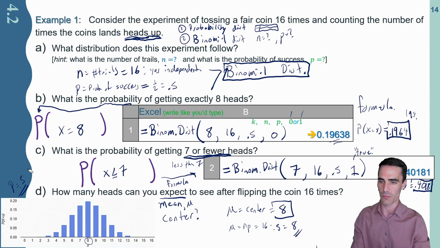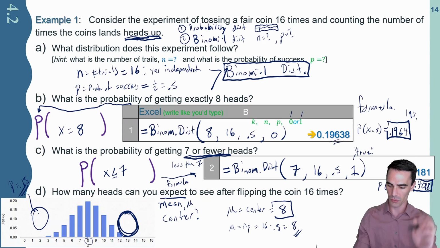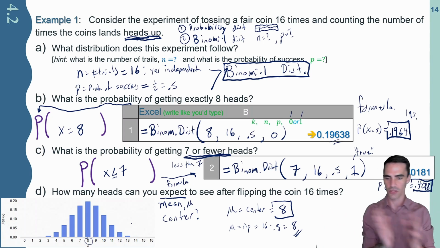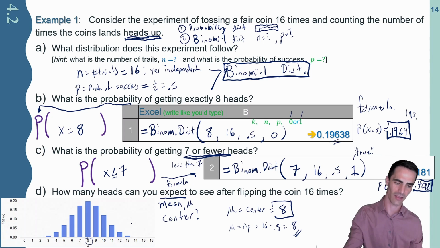You'll see in future examples, if I have a different probability, 0.15, a 15% chance of success, well, that's going to put most of my data down on the lower end. And so we won't necessarily have this nice symmetric data. It's more common with a binomial distribution to have it skewed one way or the other. This just happens to be a nice distribution, and I can tell you why that is.